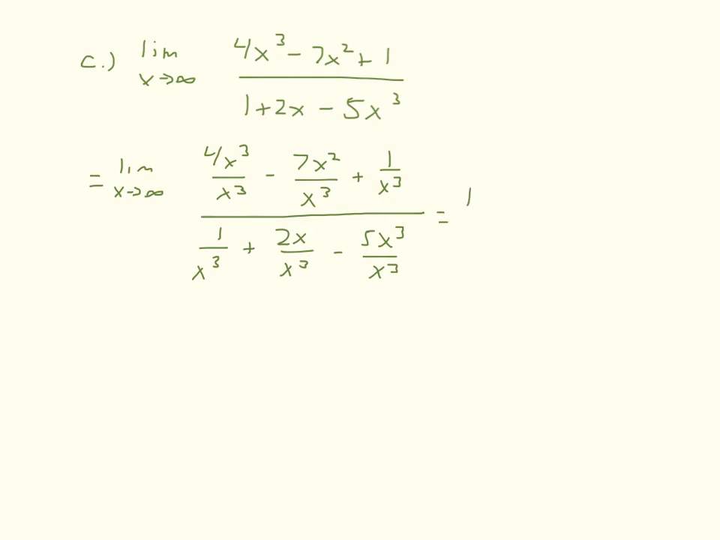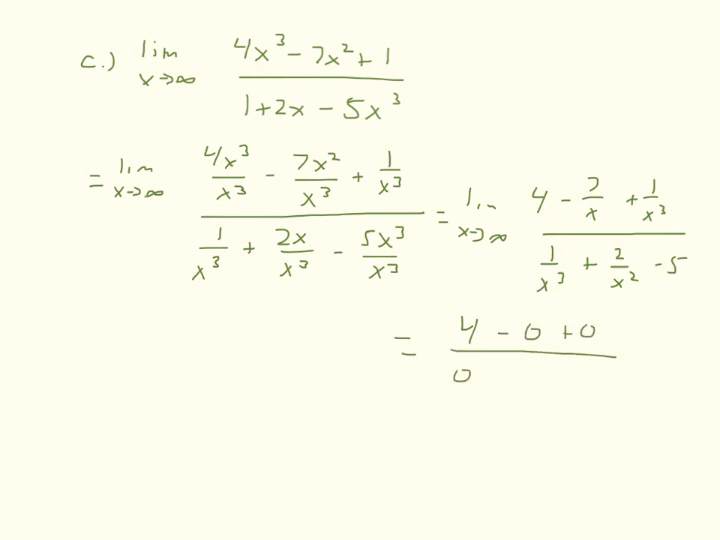Simplifying that, it equals the limit as x approaches infinity of 4x cubed over x cubed, which is 4, minus 7 over x plus 1 over x cubed, all over 1 over x cubed plus 2 over x squared minus 5. Now, as I remember our properties of limits, the limit as x approaches infinity of a constant is just that constant. So I know this is going to equal, in terms of the top, 4 minus 0 plus 0, over 0 plus 0 minus 5. So I get negative 4/5. In this case, that limit is negative 4 over 5.